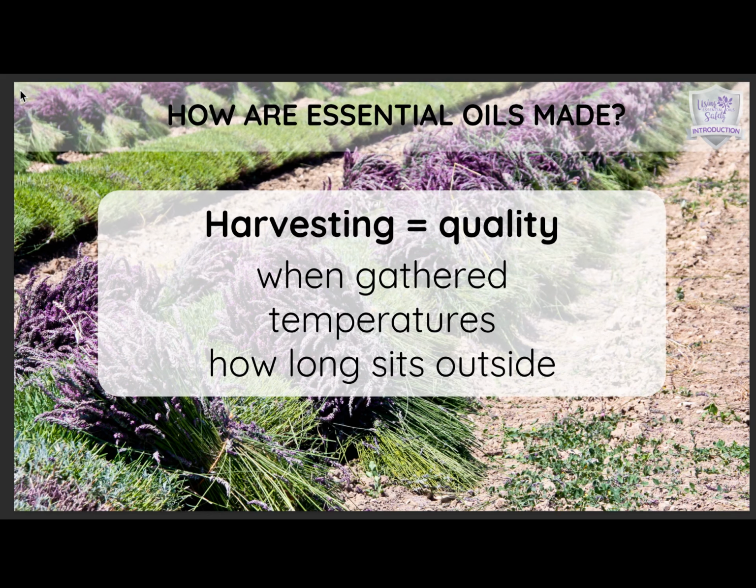Once the proper growing length has been determined, the plants are harvested, or in the case of resins like frankincense, they are gathered. How was it gathered? How was it stored? Cool temperatures, blazing hot sun? And how long did it sit around? 2 hours? 2 years? All of these affect the final product.